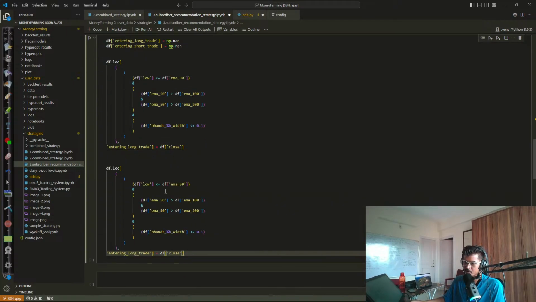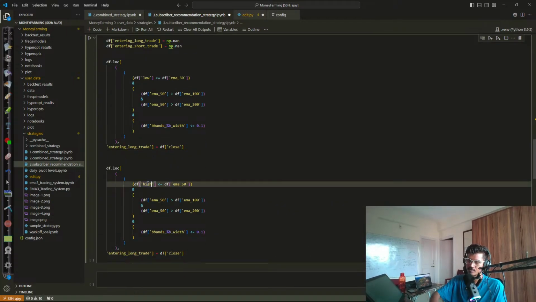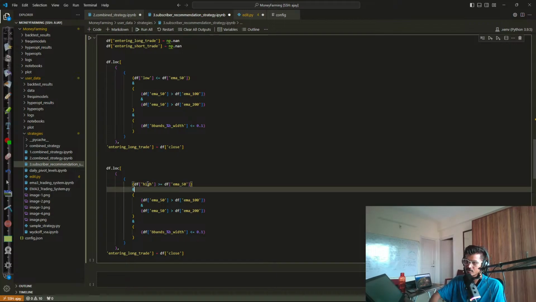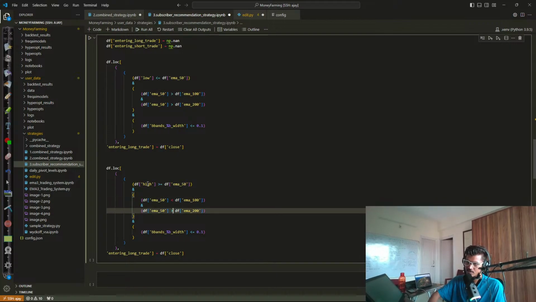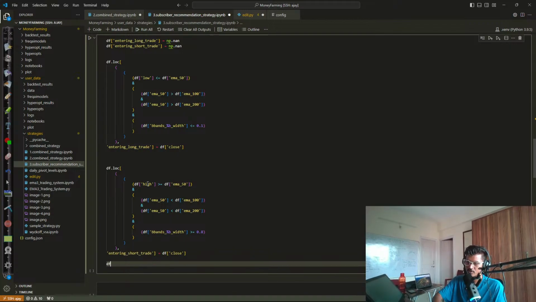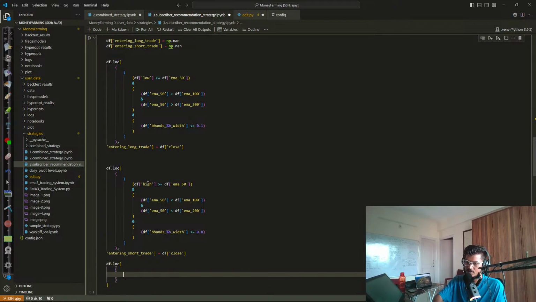For short entry, what we can do now is see if high is greater than or equal to EMA 50 and EMA 50 is less than that, and this is greater than or equal to 0.8. So that's our entering short trade, and we see how much we got.